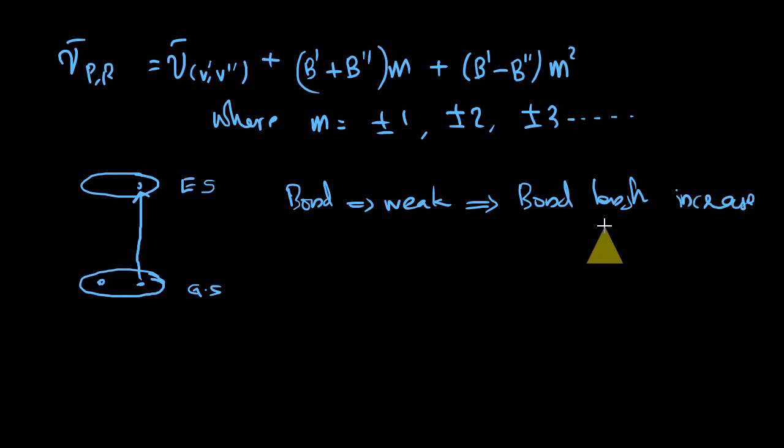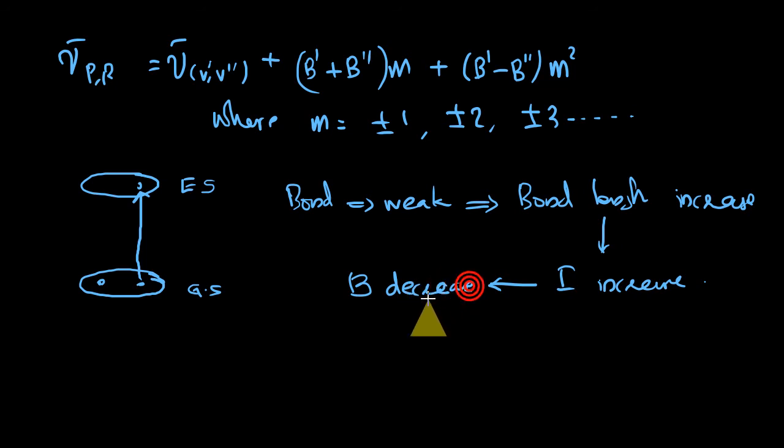If the bond length is increasing, then what is the consequence? The moment of inertia I will increase, right? If the moment of inertia I is increasing, then the rotational constant B will decrease, because you know that the expression for B is h divided by 8 pi square Ic. B and I are inversely proportional. If I is increasing, B will decrease.